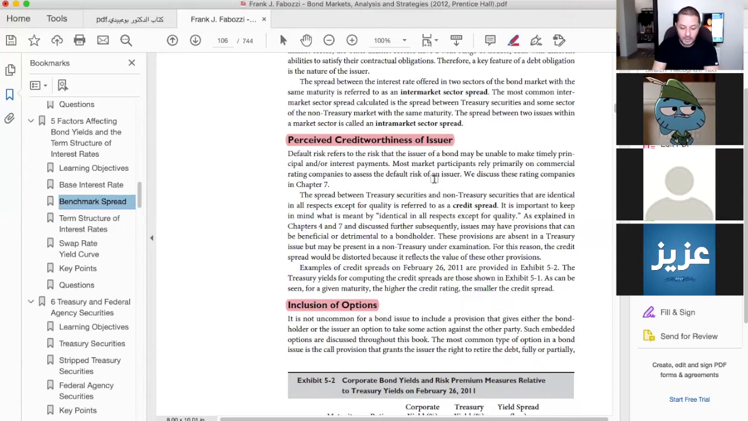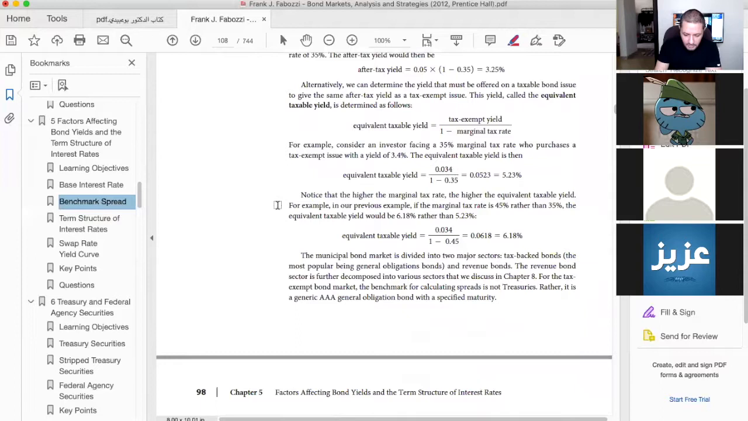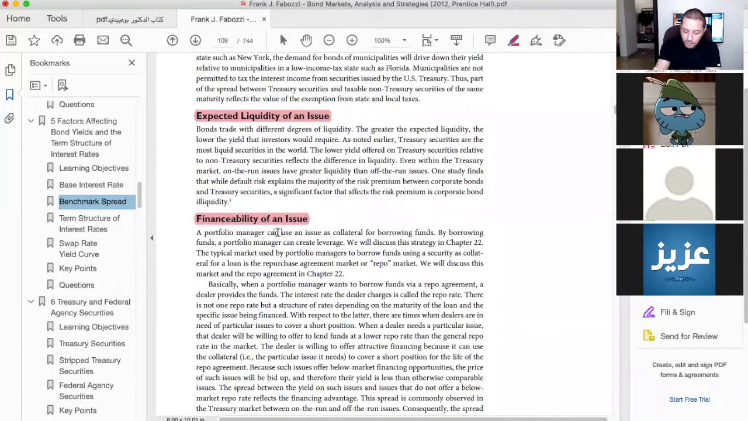Then you have the inclusion of options. Every time the bond is offering more options for the investors, it is considered less risky. For example, the callable bond is very attractive for investors. We skip taxability. We have the expected liquidity of an issue, the financeability of an issue. All these ones we have already seen during the first chapter.